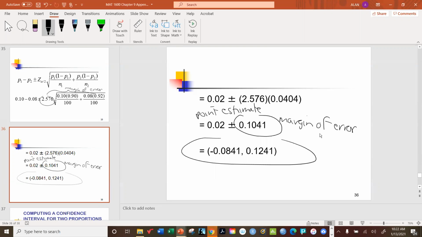And so the result is that we have this enormously wide confidence interval, which the data tells us, this is what it is, but as far as practical usefulness, this is not terribly helpful.